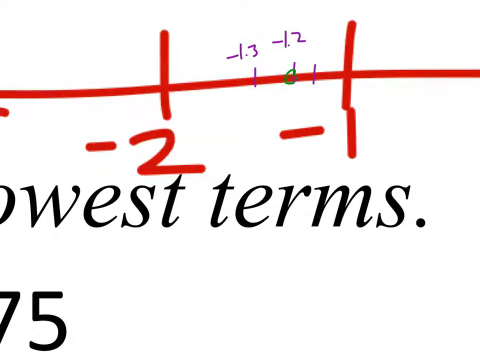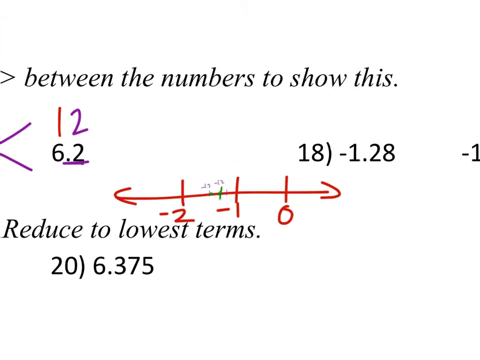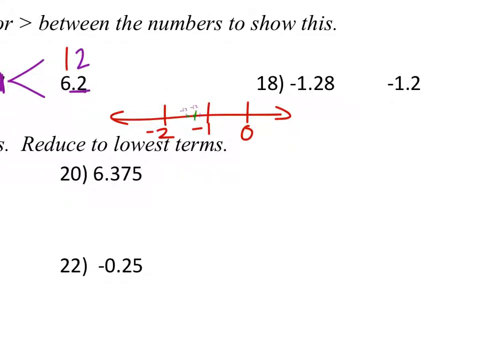Well, negative 1.2 is right there. Negative 1.28 would be about right there. So the number farthest to the right is this negative 1.2. And that means that it would eat the negative 1.28.